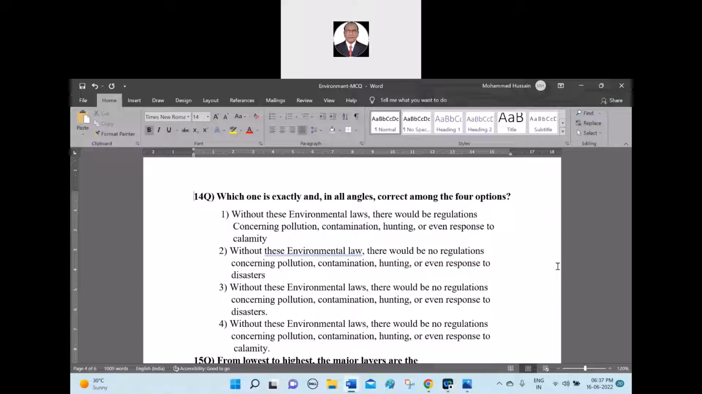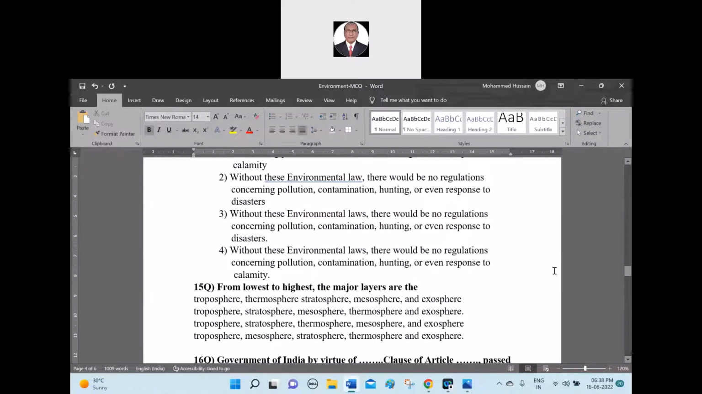The right answer is number 3. Without these environmental laws, there would be no regulations concerning pollution, contamination, hunting, or even response to disasters. So that is the right answer for the 14th question. 15th question.